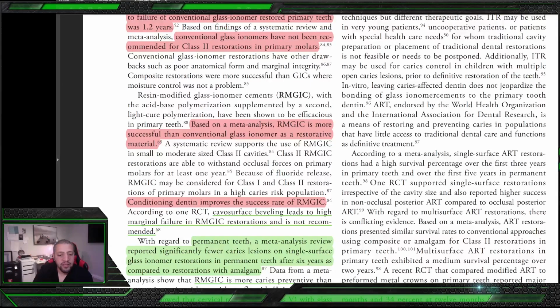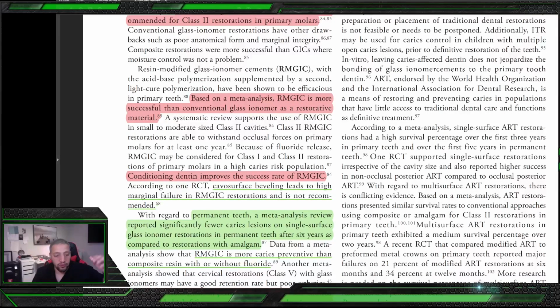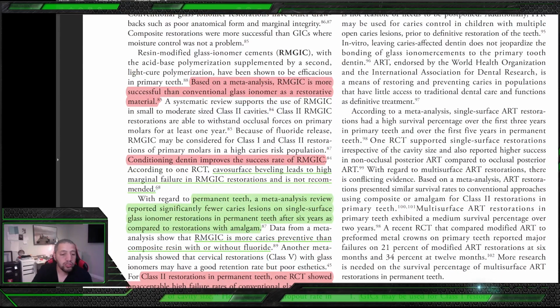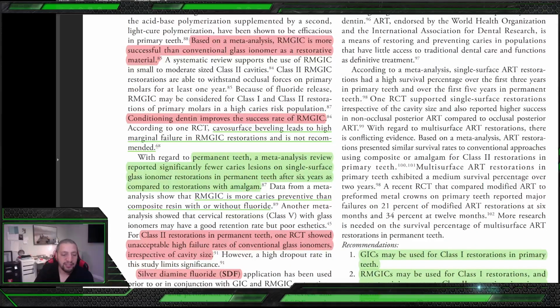With regard to permanent teeth, a meta-analysis review reported significantly fewer carious lesions on single surface glass ionomer restorations in permanent teeth after 6 years as compared to restorations with amalgam. And this is the catch point for resin modified glass ionomer or glass ionomer. It releases fluoride, but again it should be used for one surface. For class 2 restoration in permanent teeth, one RCT showed unacceptably high failure rates of conventional glass ionomer, irrespective of cavity size. Even if it's small, it's not recommended.